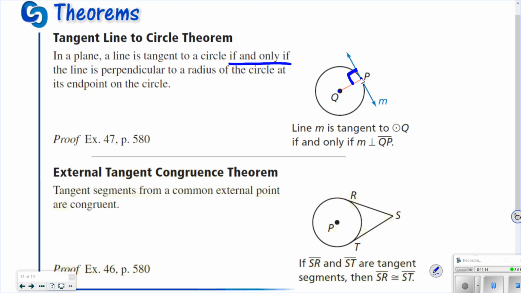Your second theorem is saying this: if I have a point out here, this point S, and I draw the tangent segments, this segment right there from S to R, and then from S to T, those two will always be equal to each other. Right, so tangent segments from a common external point are congruent, they're equal to each other. So those are two theorems you want to know.